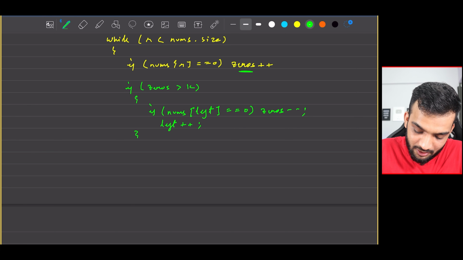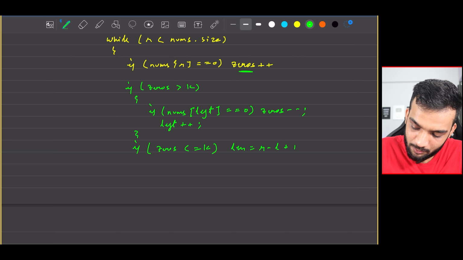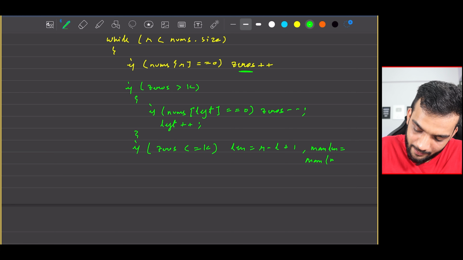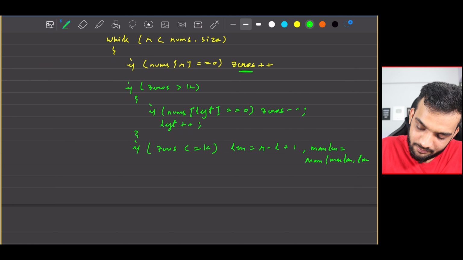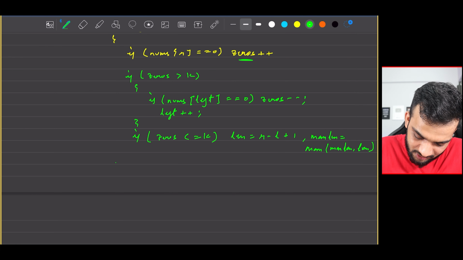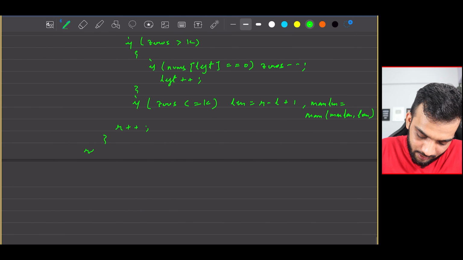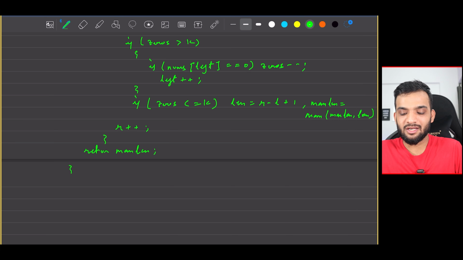And after this, I'll be checking, if the zeros are under k, then I'll find out the length, which is r minus l plus 1, and I'll update max length equal to max of max length, comma length. So after this, you can simply move the right, which is r plus plus, and you can finish off the while loop. And after that, you can return the max length, and that is done.